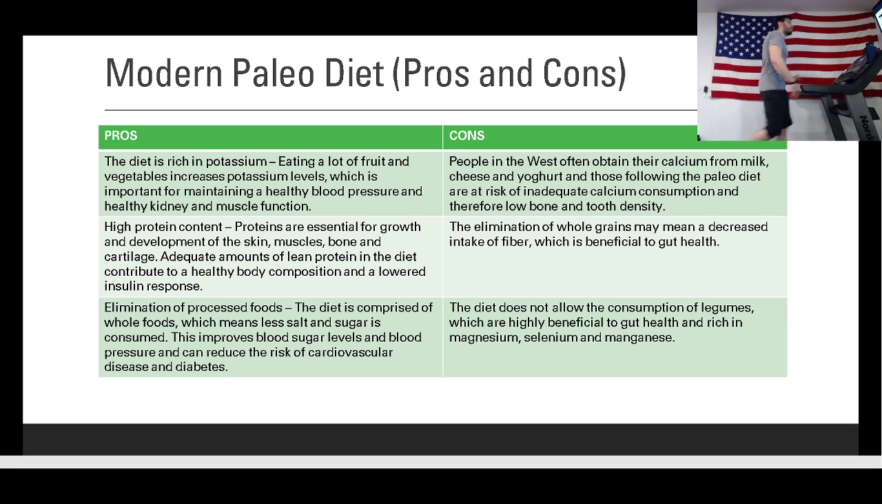You know, in the last con, the diet does not allow the consumption of legumes, which are highly beneficial to gut health and rich in magnesium, selenium, and magnesium.